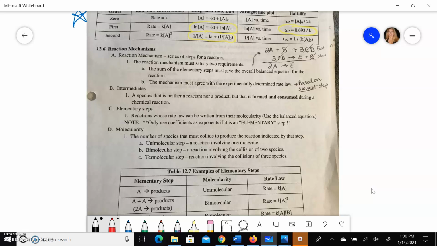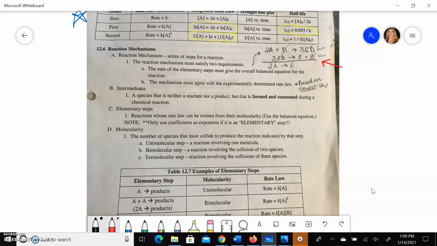There's a few more terms you need to know. There's something called an intermediate, which is something that's not a reactant or a product, but it's something that's formed in the reaction and then it's consumed. So in this example that I have up here, an intermediate would be CD, because notice that CD was formed in the first reaction and then it was consumed in the second reaction.